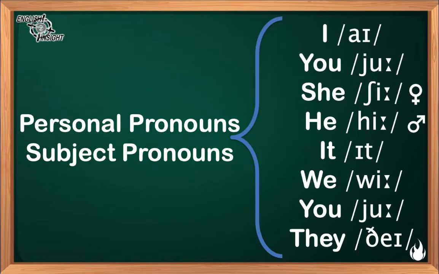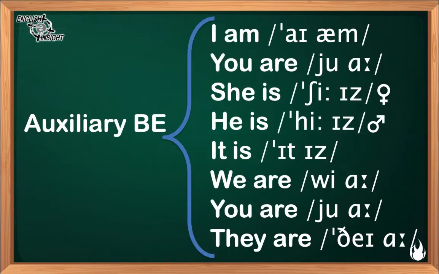The personal pronouns: I, you, she, he, it, we, you, and they. In present continuous, we make use of the auxiliary be, and it should be conjugated according to the pronoun. I am, you are, she is, he is, it is, we are, you are, and they are.